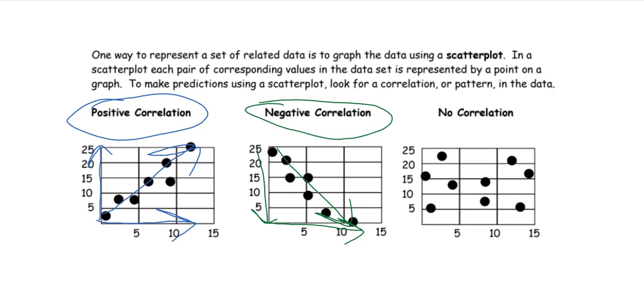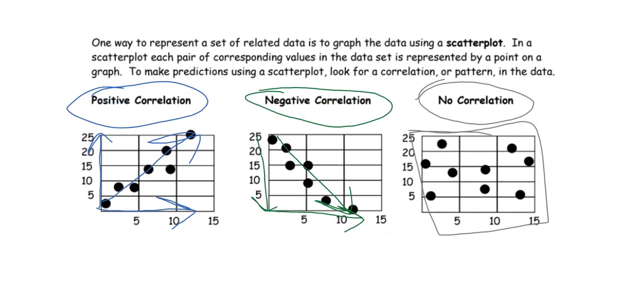And then the last example we have would be a case where we have absolutely no correlation. So our two variables are not related to each other. There's no relation we can see, so we say there's no correlation between those two variables.